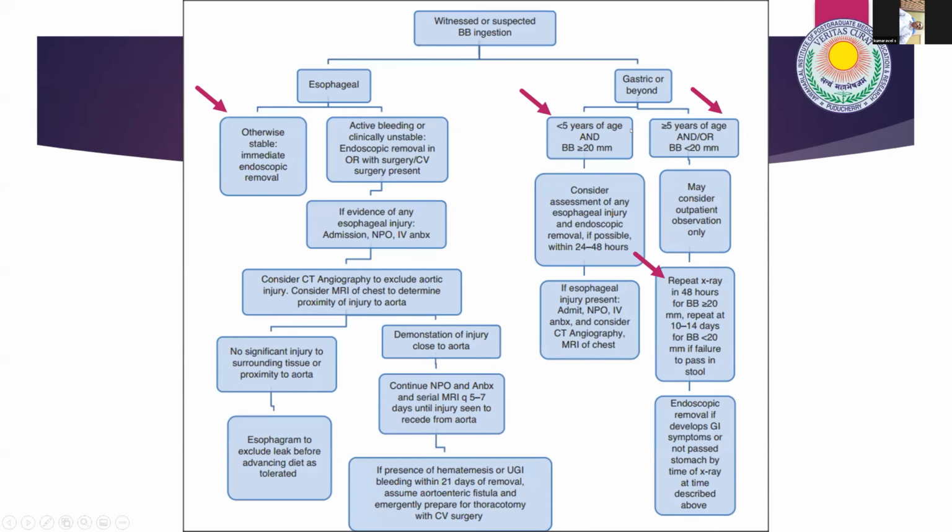If it is gastric or beyond and the child is less than 5 years, and if the child is greater than 5 years and the foreign battery is less than 2 centimeters, the child can be observed as an outpatient. Usually after 2 days, we take a repeat X-ray, make sure that it is passing along, and if after 2 weeks it has not passed out, then we need to remove it. However, if there is any suspicion of symptoms, then it needs to be removed immediately.